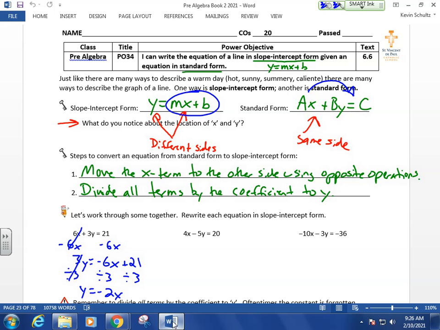Anybody? Sorry, did I say nobody? Anybody? 21 divided by 3. Sing it out. In 7, right? Positive 7. So our equation here in slope-intercept form is going to be y equals negative 2x plus 7.